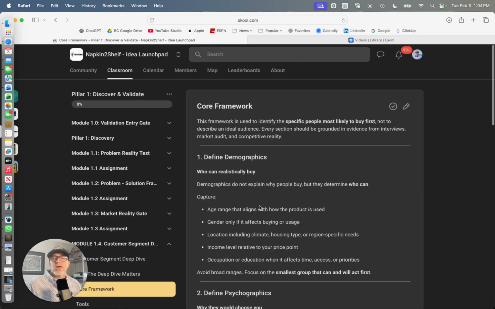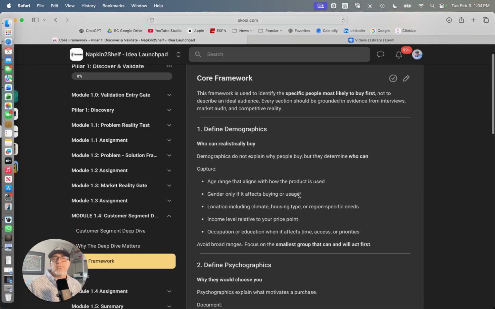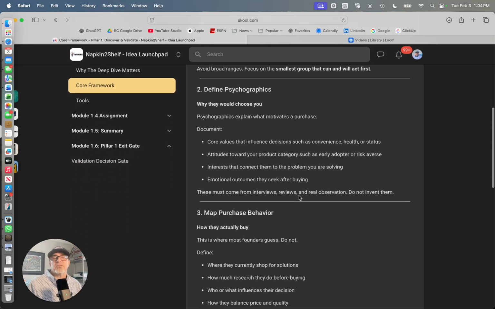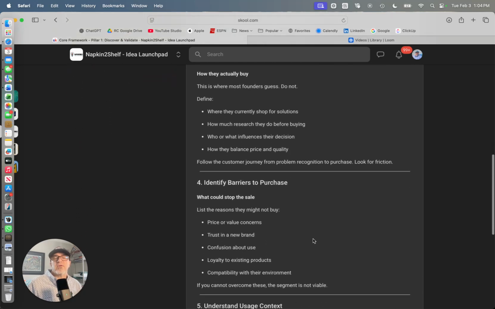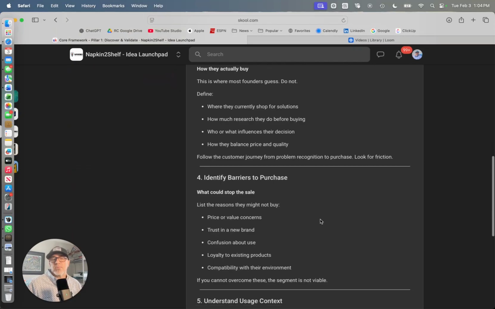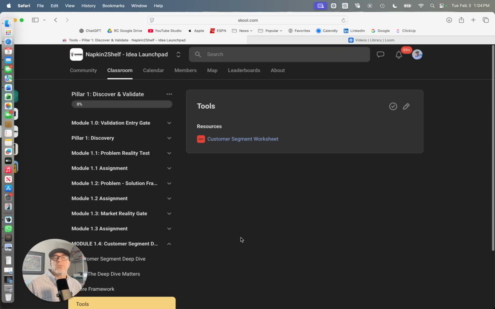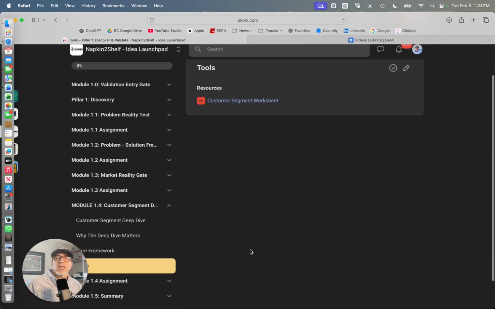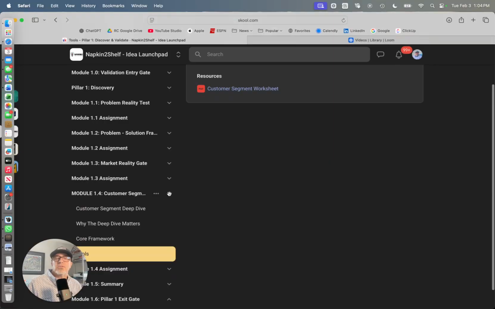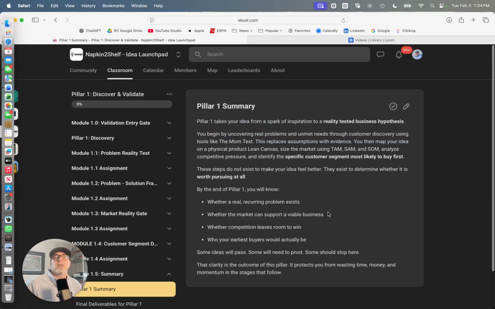We give you a core framework, defining demographics, psychographics. You're mapping purchase behavior, identifying barriers to purchase, and understanding the usage context. We provide you some tools, a customer segment worksheet, and you move through the gate onto the next module, which is our summary. Pillar 1 takes your idea from a spark of inspiration to a reality-tested business hypothesis.